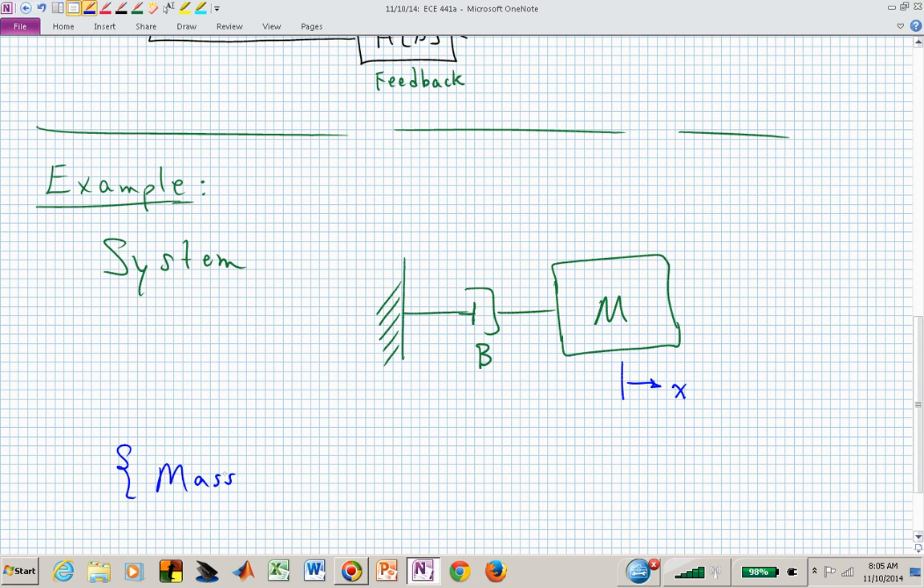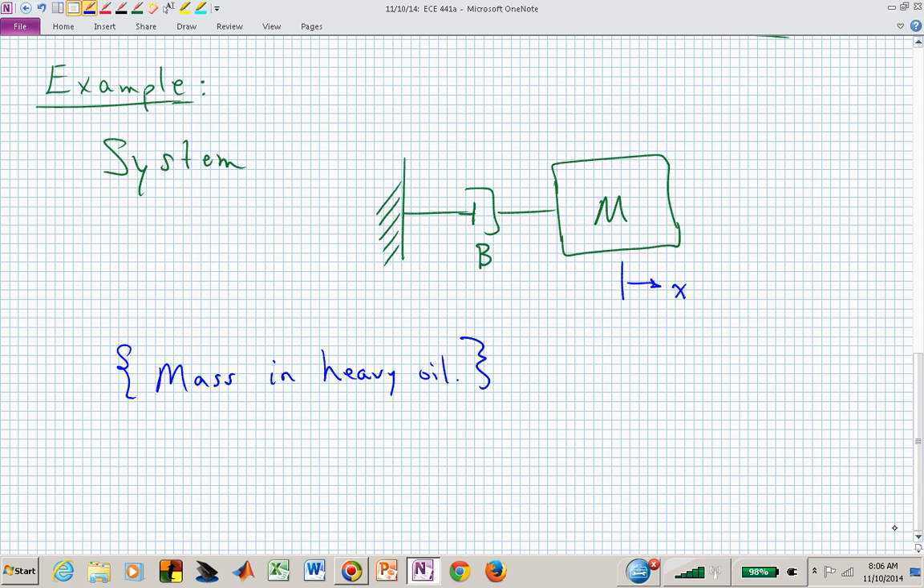So you could think of this as mass in some kind of fluid or heavy fluid. It has some damping, but there's no spring. It's not connected to a spring, but it does have some damping. So if you had a shock absorber, it just has the fluid in it, and it doesn't have this spring in it, if you were thinking that way. Or in our lab, simply remove your spring that you had in play. So think of mass in heavy oil or fluid.